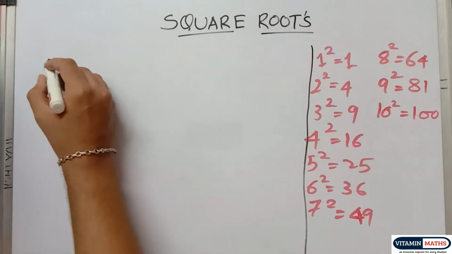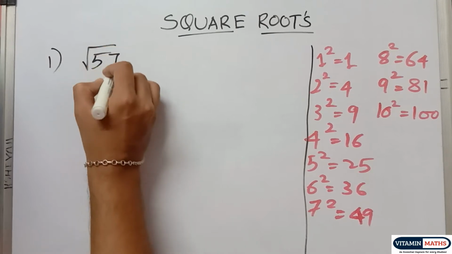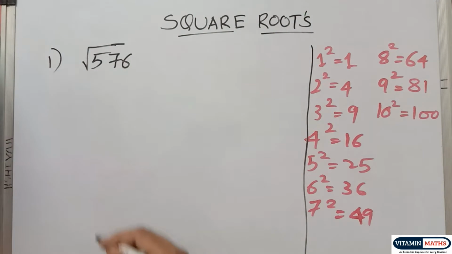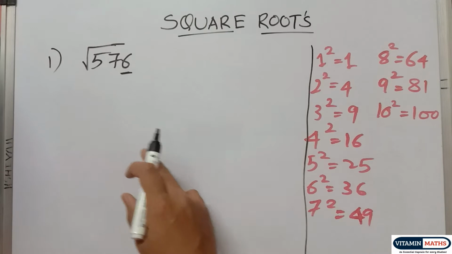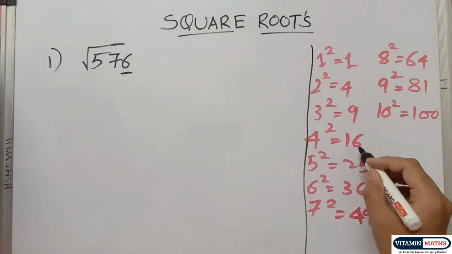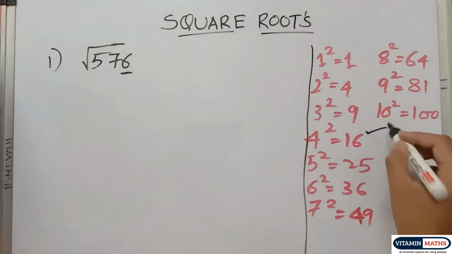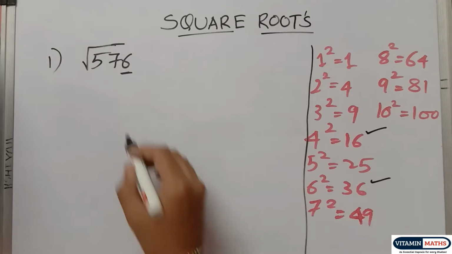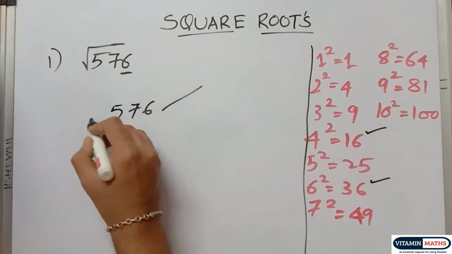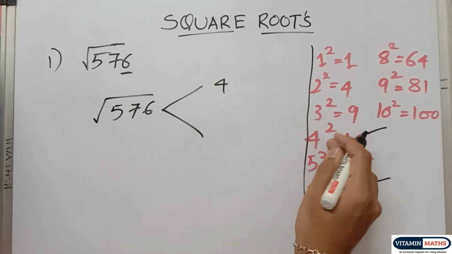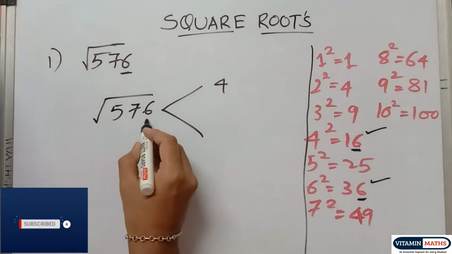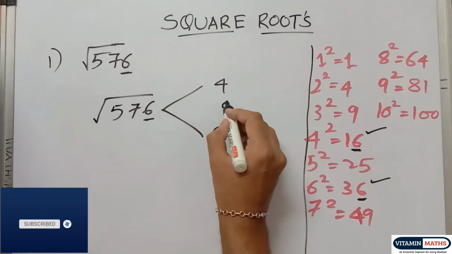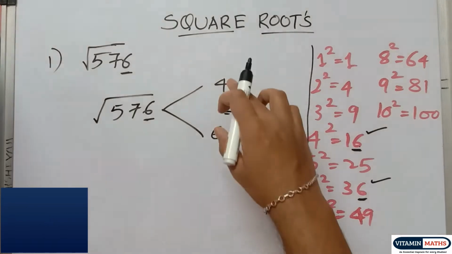Let us first find the square root of the number 576. To begin with, we have to see the last digit of the number. It is 6. So you have to see a perfect square which has 6 as its last digit. We have 4 and 6: 4 square has last digit 6, and 6 square also has last digit 6. So either the last digit of our square root is 4 or 6.